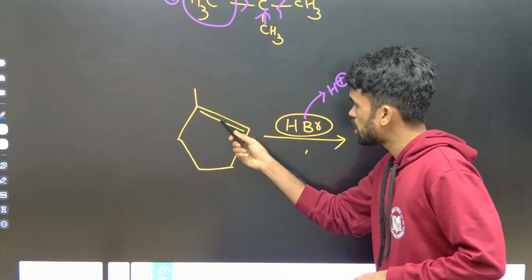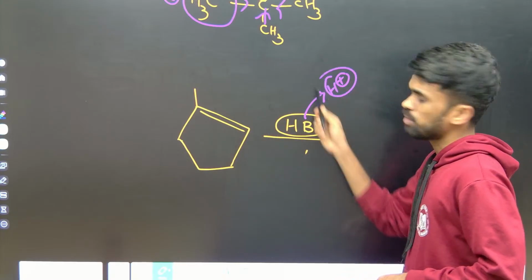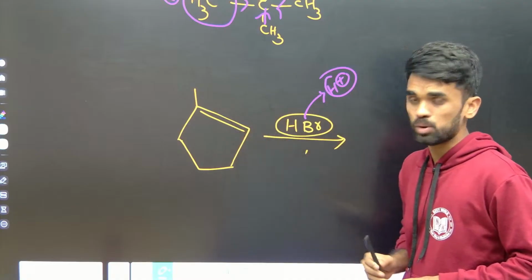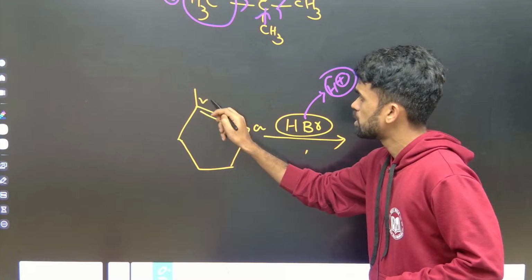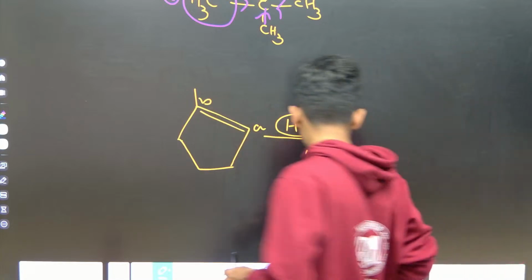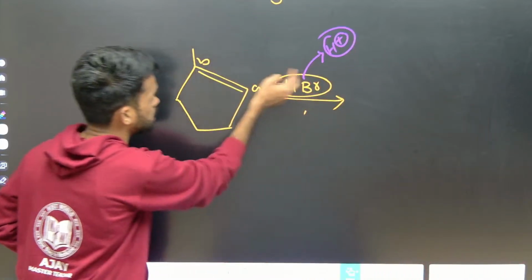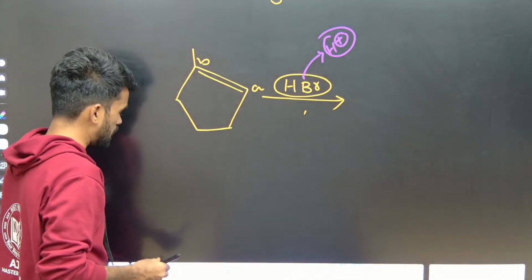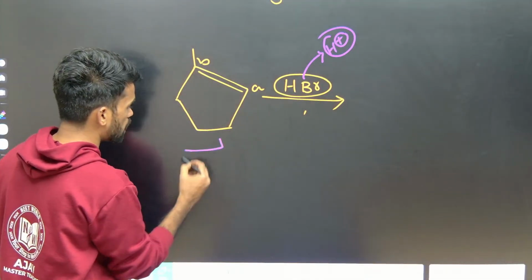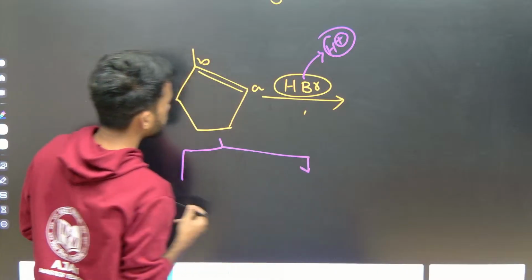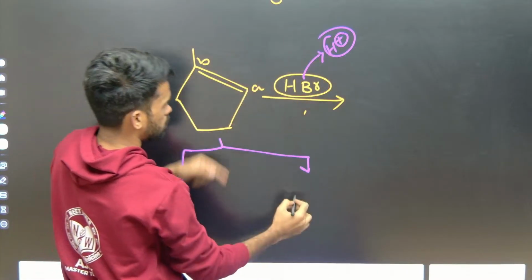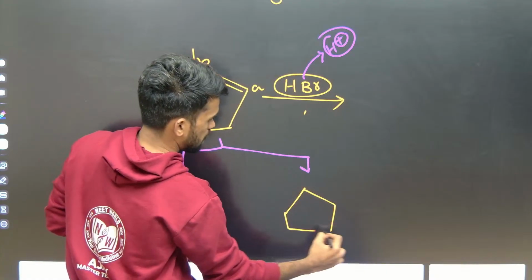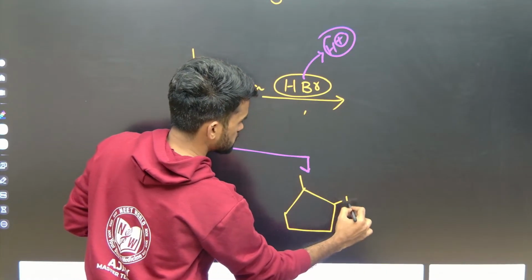Now this double bond takes the H plus ion. I can add it at this A place or this B place, so both possibilities are there. But we know after adding that H plus to this double bond, we will get a carbocation. See what type of carbocations we are getting here. If I add that H plus ion to this A carbon, we will get this kind of carbocation here.